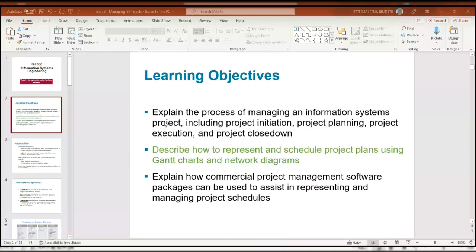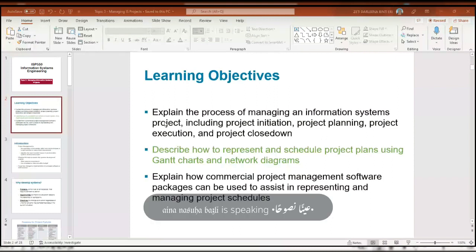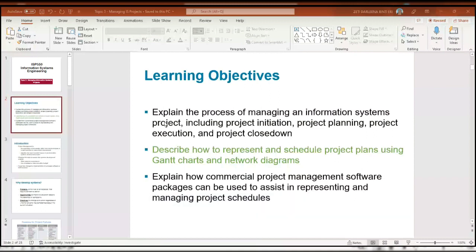Have you heard about Gantt chart before? In previous subject or other subject? Rasanya masa ambil subjek ISP550 nanti baru belajar Gantt chart. Alright, masa detail nanti masa belajar kod ISP550. So sekarang ni kita mula exposure lah on the term Gantt chart, which is you're gonna use it, you're gonna apply it in the future.